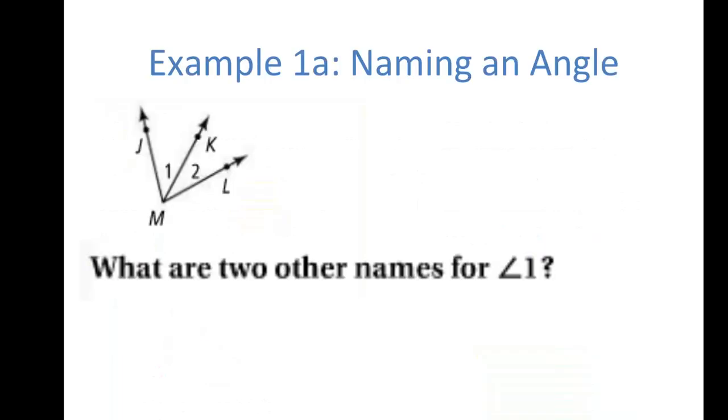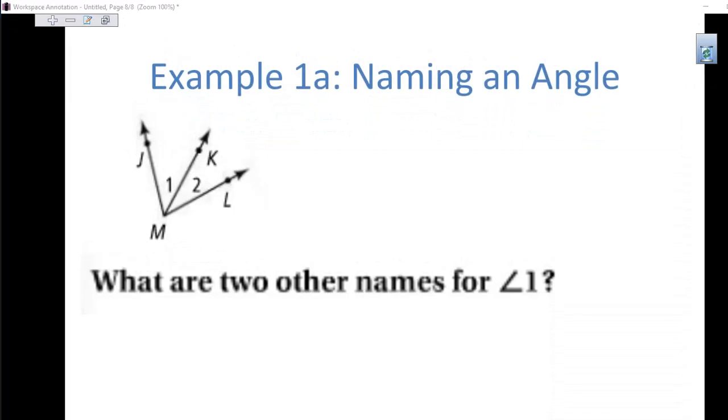So let's look at example 1 on how we name the angle. What are two other names for angle 1? Well, angle 1 is talking about going from here, I'll do this in a different color so it's a little bit easier to see. That's referring to this distance and this distance. It's opening up from here to here. Angle 2, it opens up from here to here.